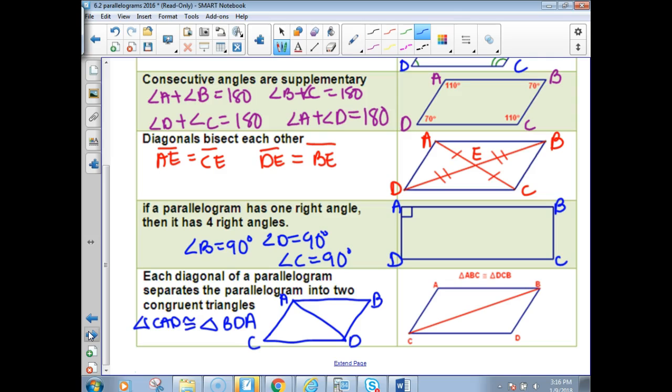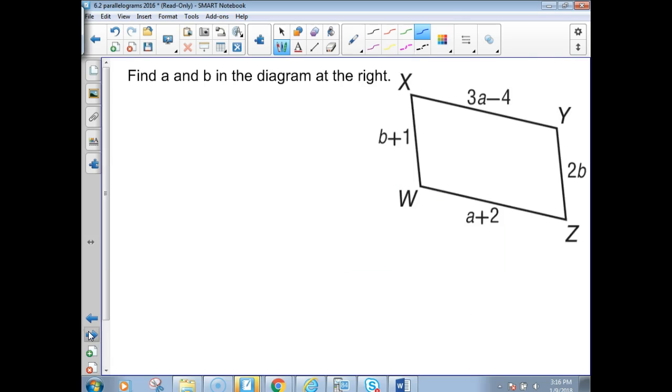Okay, and the next thing is to start using these properties in order to solve problems. This problem is the one on the bottom of the page, on your first page. Find A and B in this diagram. Opposite sides are congruent. So I can do the top and the bottom, and the left and the right.